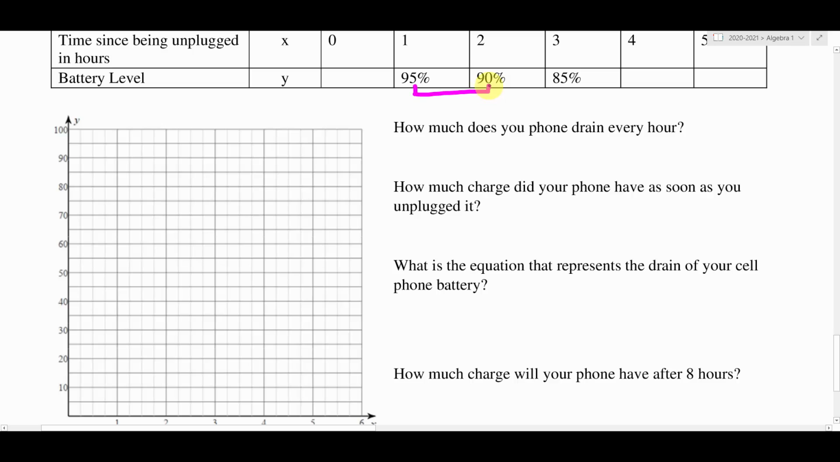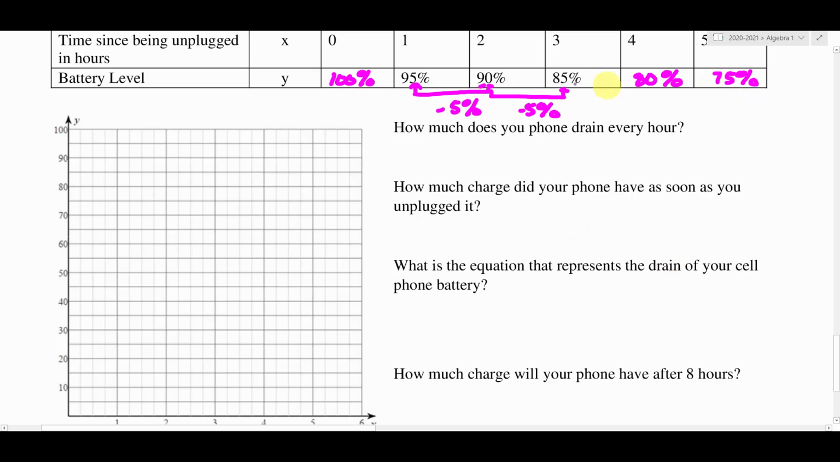If I'm looking at the change in my y values here, where y represents the battery level, it's going down by 5% each time. So it's going down by fives, and I can probably fill in the rest of this table. After 4 hours, I would guess that it's going to be at 80%, and then after 5 hours, it'll be down to 75%. And over here at 0 hours, when we first unplug it, as soon as I pull the charger out of the phone, this would be at 100%, so that hasn't drained at all. And you see it going down by 5%.